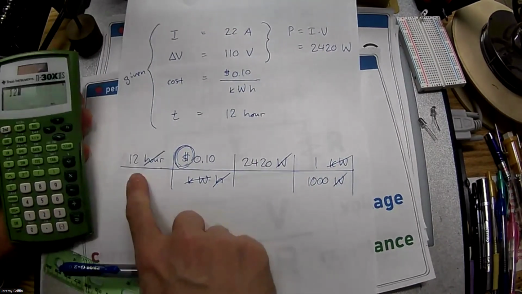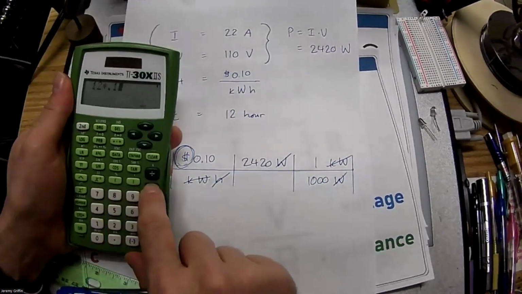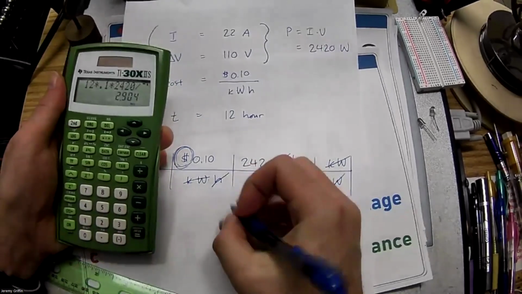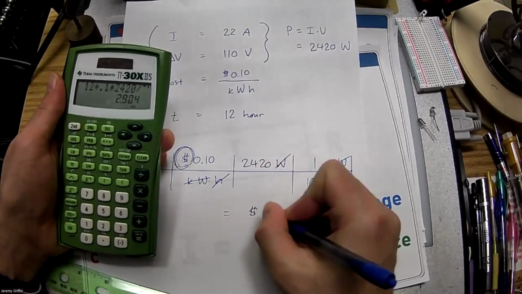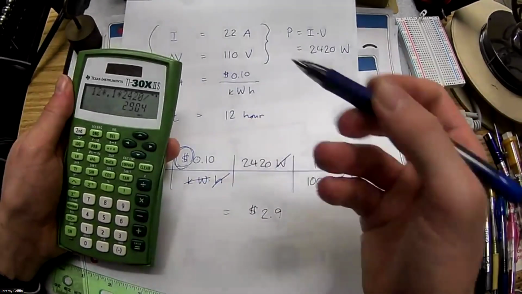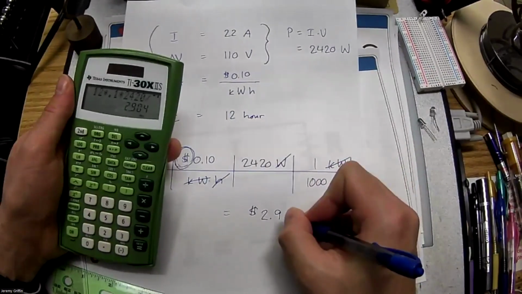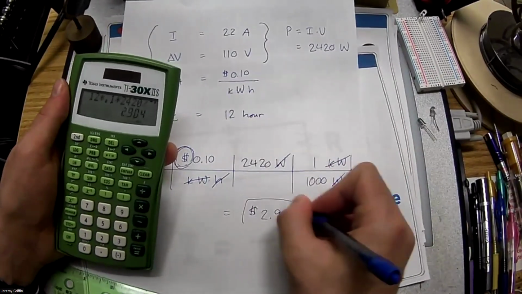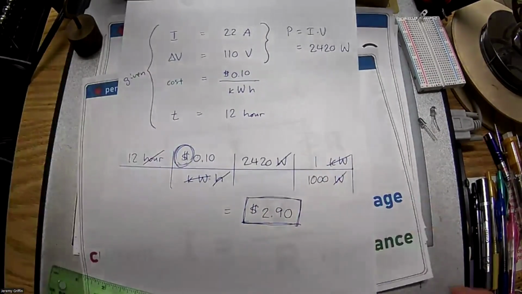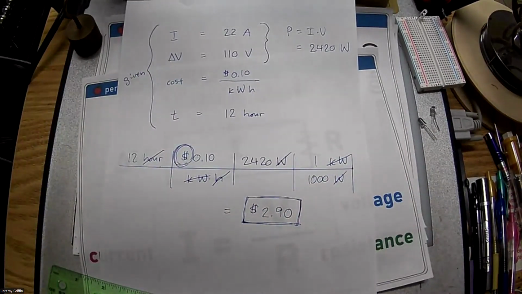Let's do 12 times 0.1 times 2420 divided by 1,000, right? And that is $2.90 and 0.4%. So, about thereabouts. Or maybe you could round it up to the nearest cent, if they're going to charge you the next cent, like $2.91. Okay.